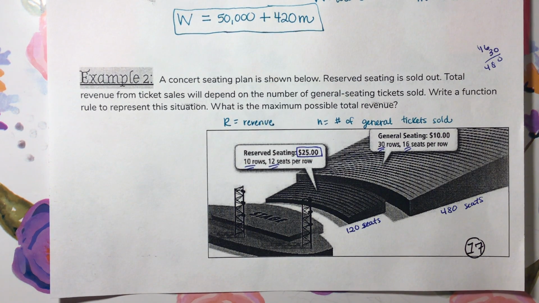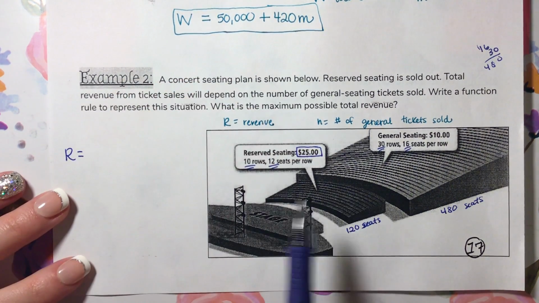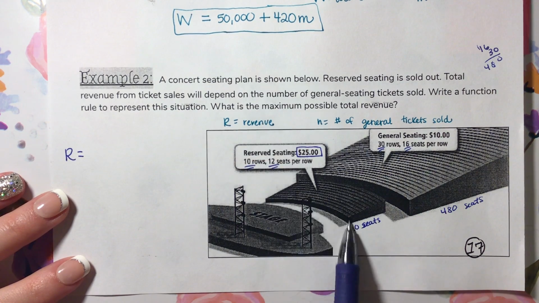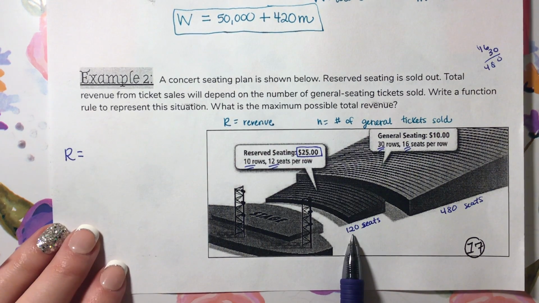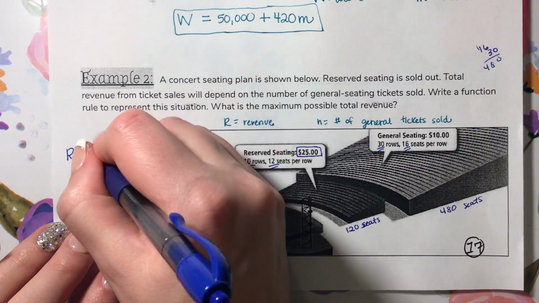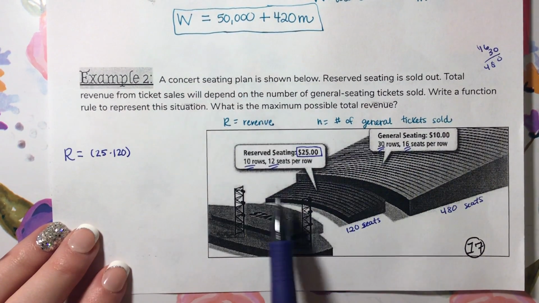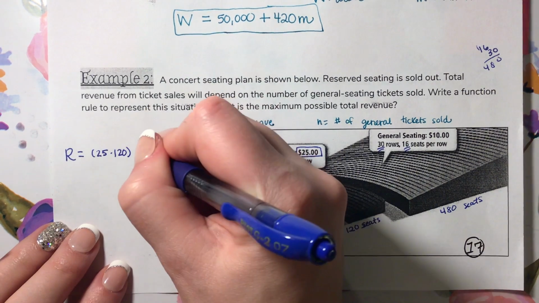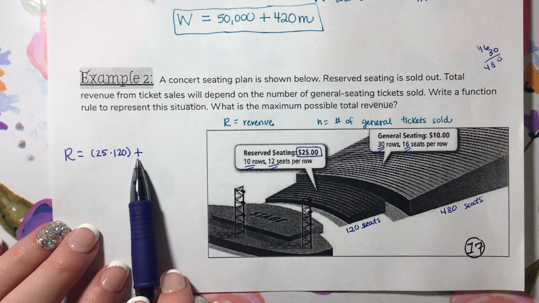Alrighty, now let's start breaking down how they make revenue. So we know the revenue, or R, is going to equal everything that they earned already for the reserved seating. So that's $25 per 120. So I'm going to say 25 times 120. That's what we're earning here. But we're also going to be selling more tickets, so that's why I get a plus sign.